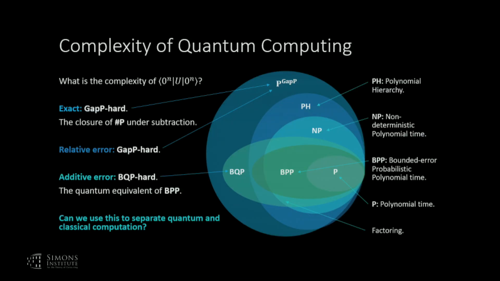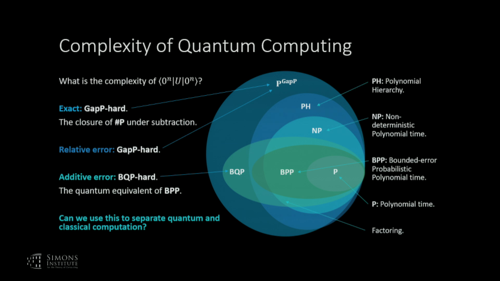Okay, so how hard is it to approximate a probability amplitude? In the exact case, it's GapP-hard. This is generally P to the GapP, and GapP is just the closure of #P under subtraction. So any time I say GapP, you can just think of me saying #P-hard. It doesn't really matter. But the most important thing is it's outside the polynomial hierarchy, for arguments that I'll discuss later.